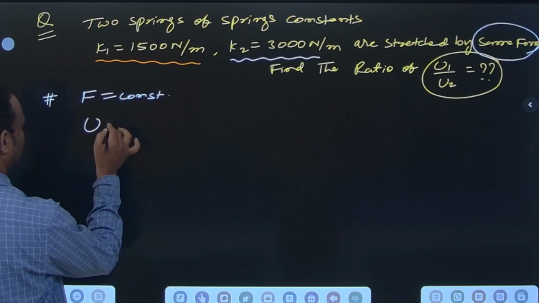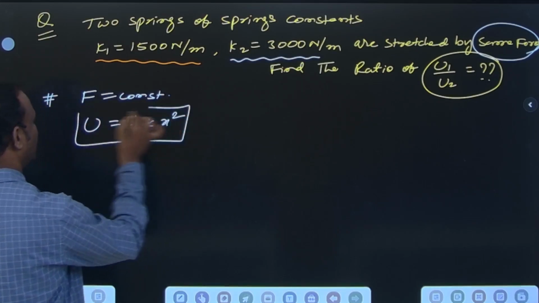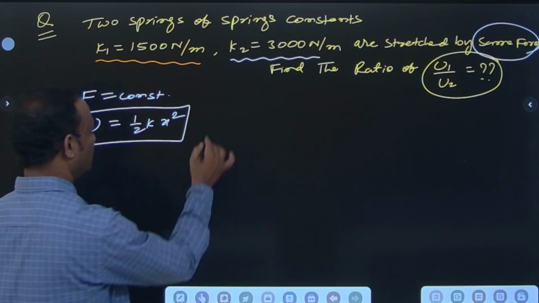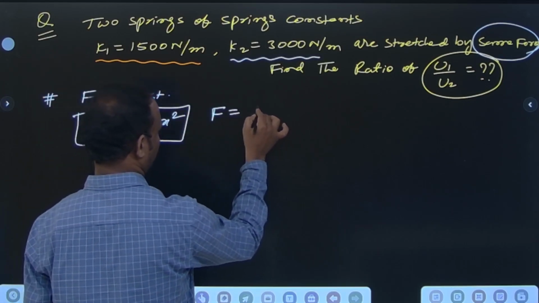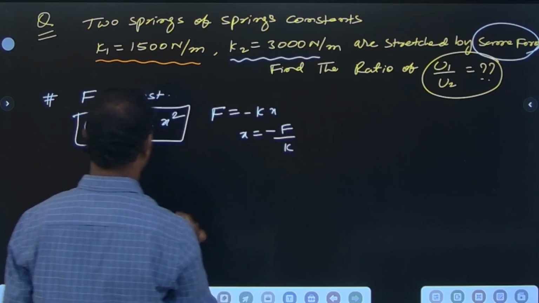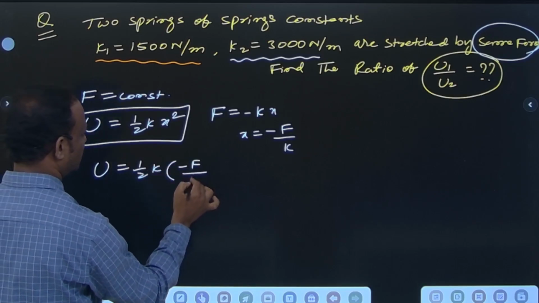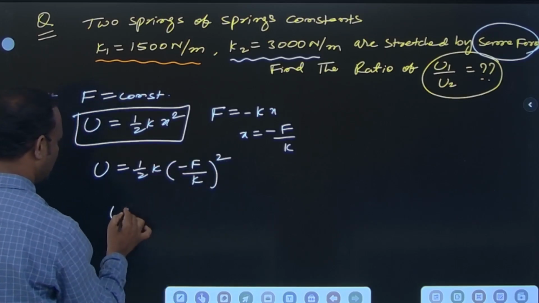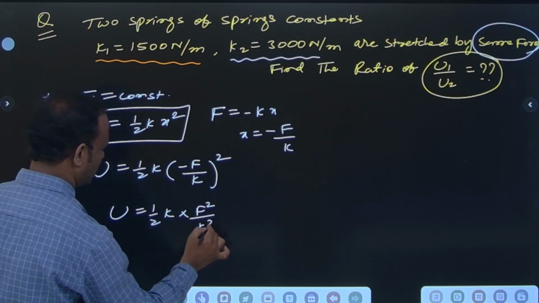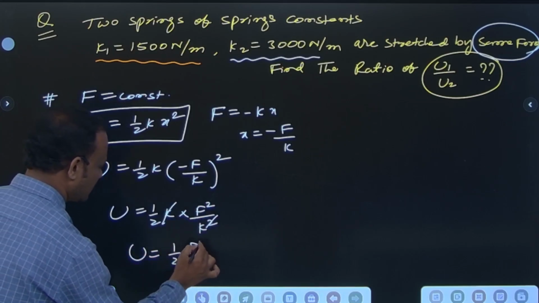U is equal to half K x square. Do you have F in this expression? No. So what is F? F is equal to minus Kx, so x is equal to minus F by K. U is equal to half K times x square, which means minus F by K whole square. U is equal to half K into F square by K square.